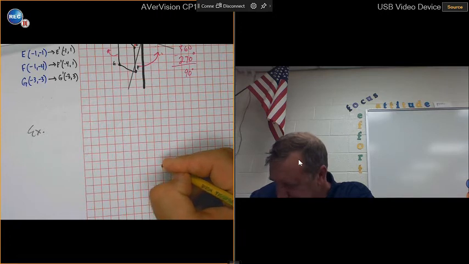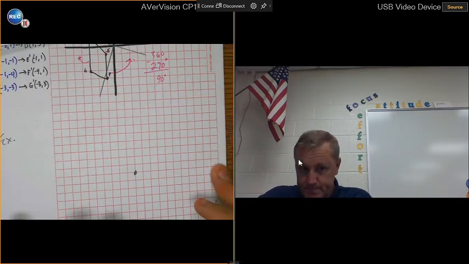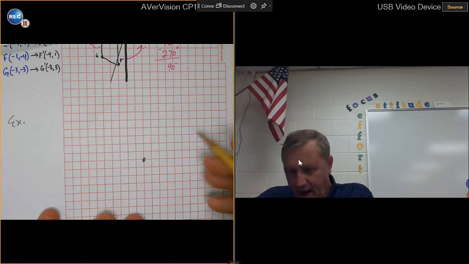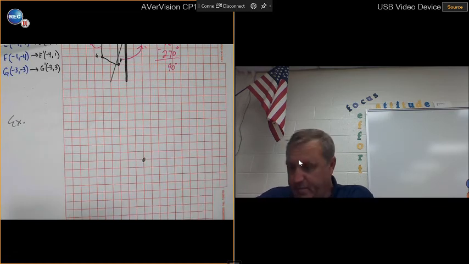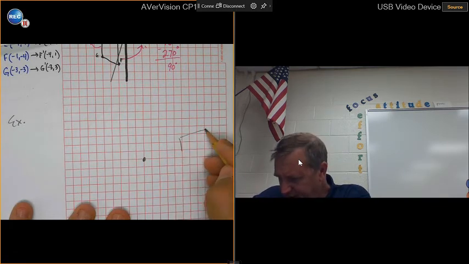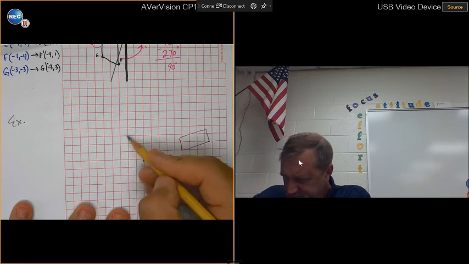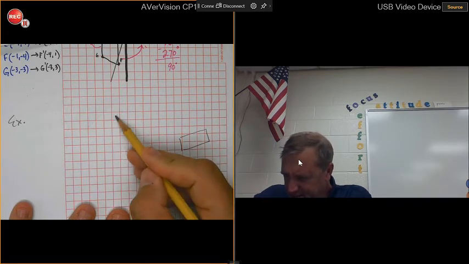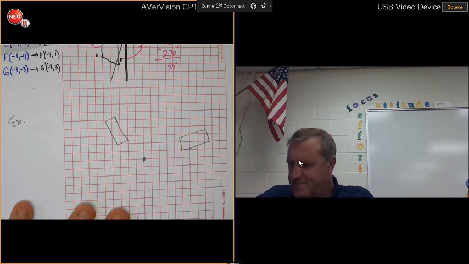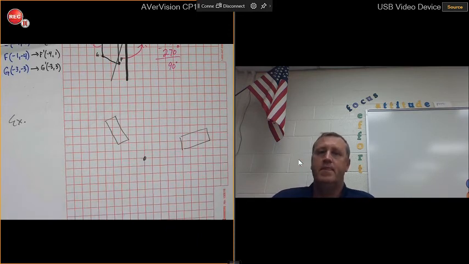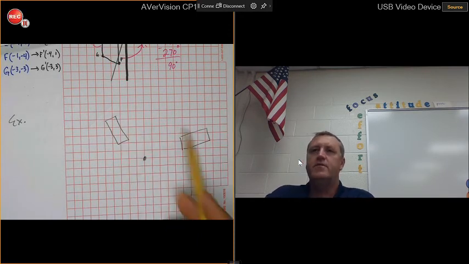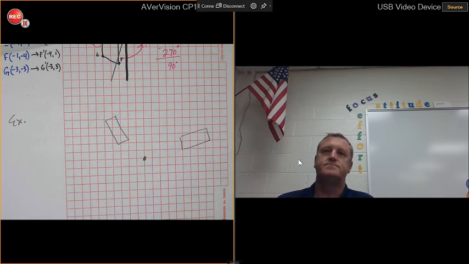This isn't in the book. This is not in the book. This is just an example. I'm just using grid paper, but it doesn't have to be on grid paper. So let's just say I have a rectangle and another rectangle. Okay. How far did it rotate? And that's what we're trying to find.